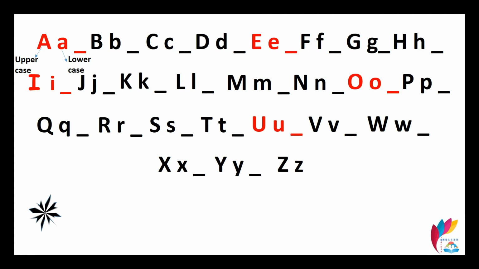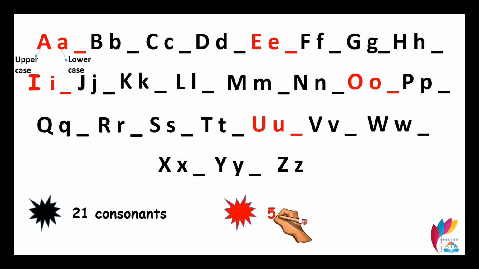The letters in the black colors are called consonants. There are 21 consonants in English. The letters in the red color are vowels. There are 5 vowels in English, which are the letters A, E, I, O, U. Repeat after me.